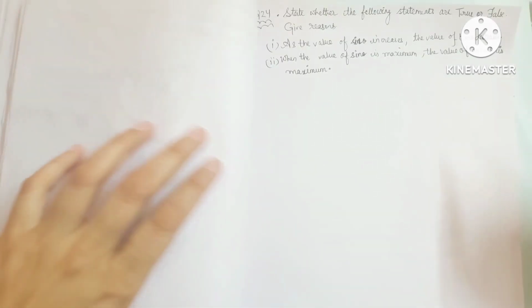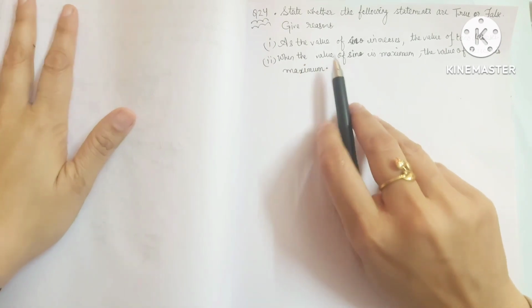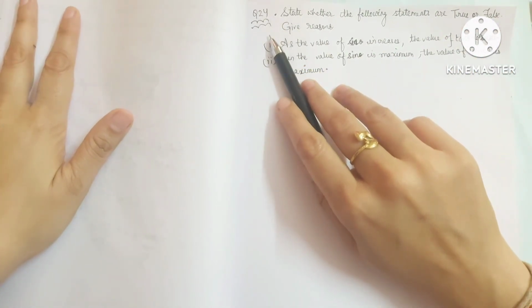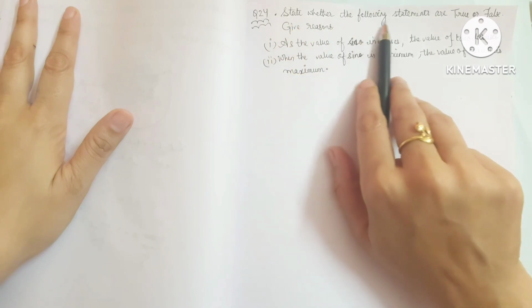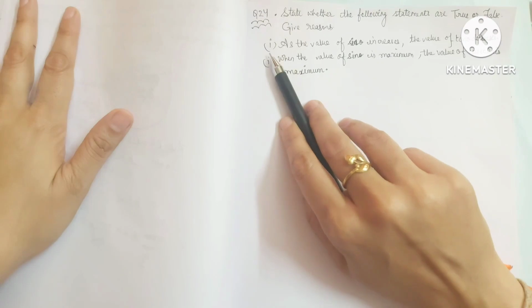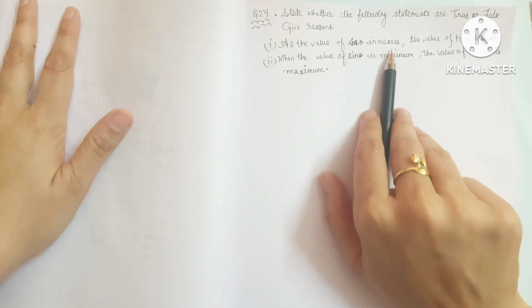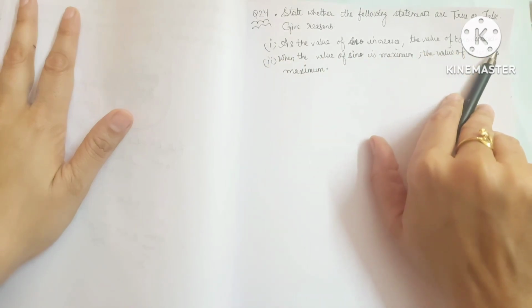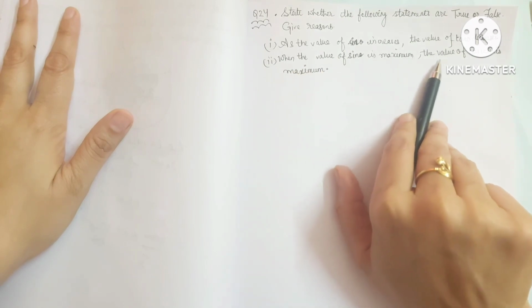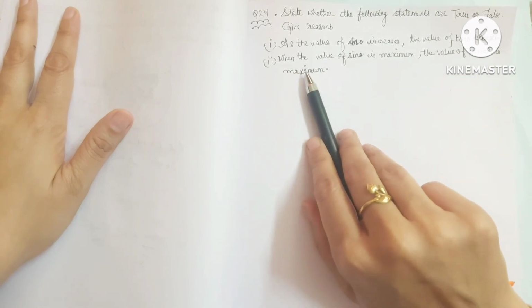Let's start with question number 24, second option. There are two options, either or. The first question we did. Now we'll move to the second question. The question says, state whether the following statements are true or false. Give reasons for them. First is, as the value of sin theta increases, the value of tan theta decreases. Second is, when the value of sin theta is maximum, the value of cosec theta is maximum.